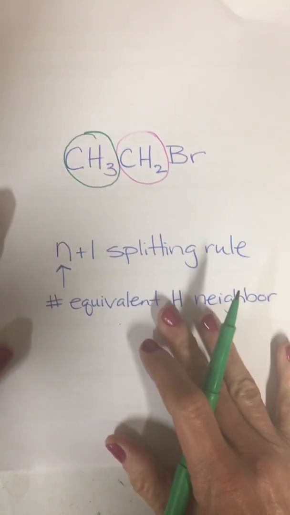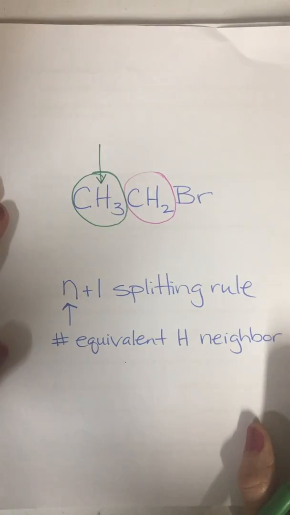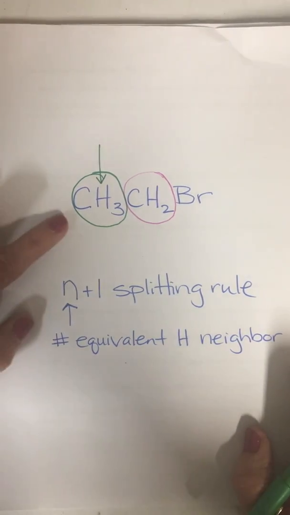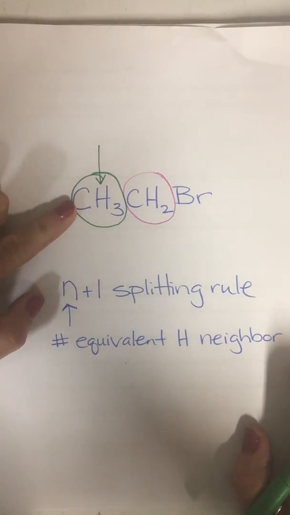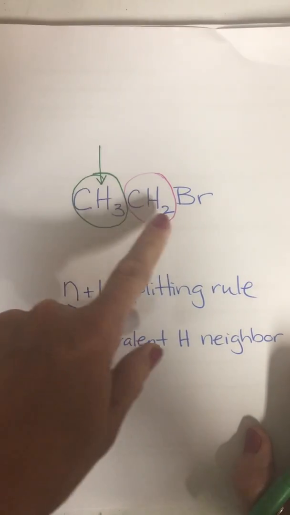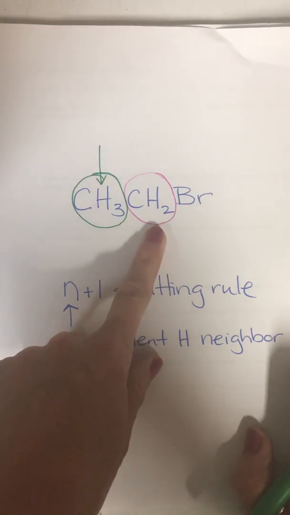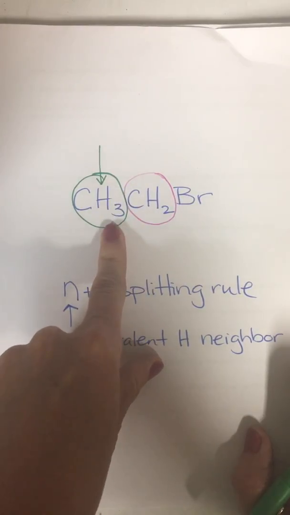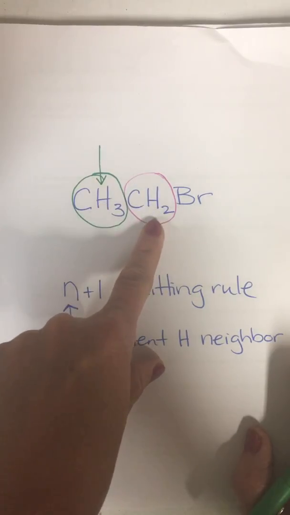So, for example, if we were looking at the signal for these three methyl hydrogens right here, notice right away that they are most shielded. They're the furthest away from the bromine. Looking at these hydrogens, I would say that they have two equivalent neighbors. Sometimes people get confused because they think these are equivalent to these guys, and that's not what we mean. It just means that these two are the same to each other.